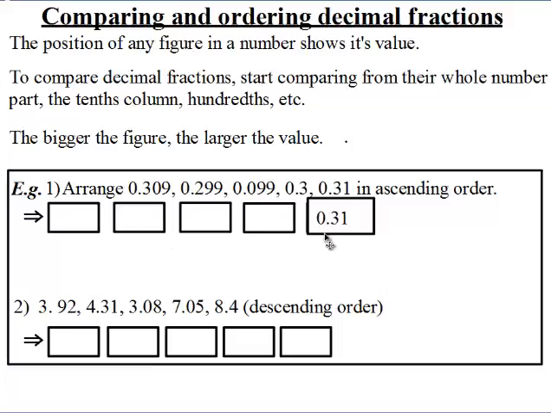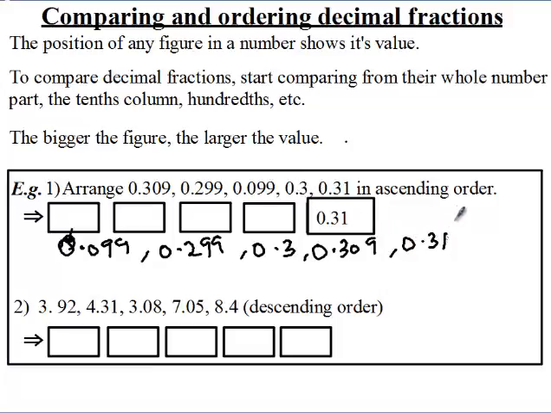So arranging these numbers in ascending order, the first one was 0.099, followed by 0.299, then 0.3, 0.309, and 0.31. Let's look at the second example.